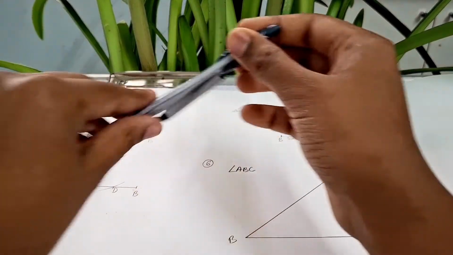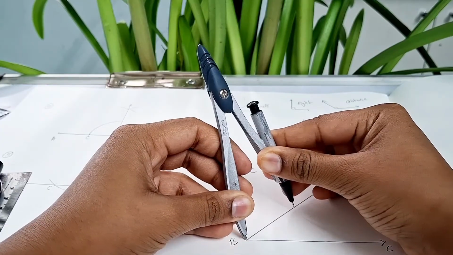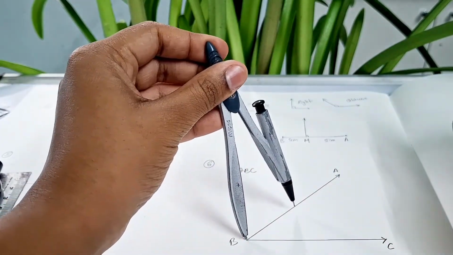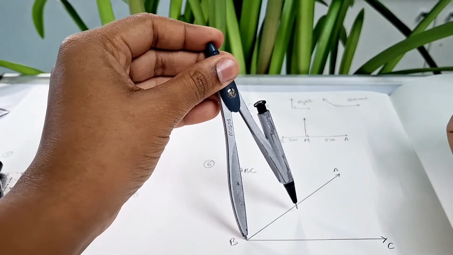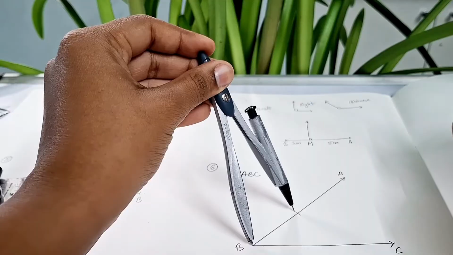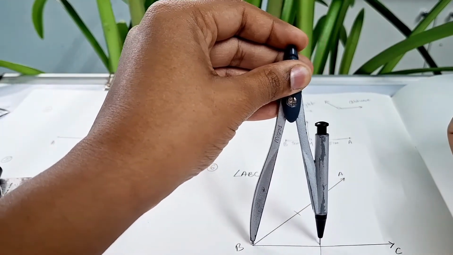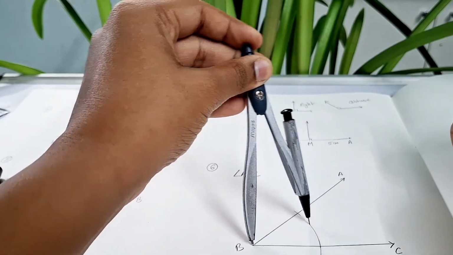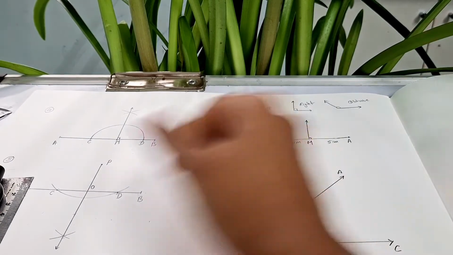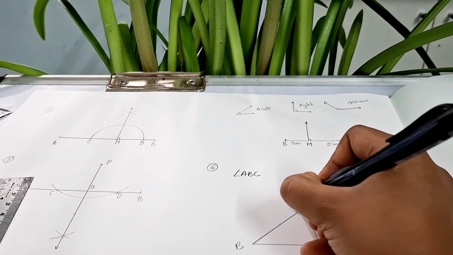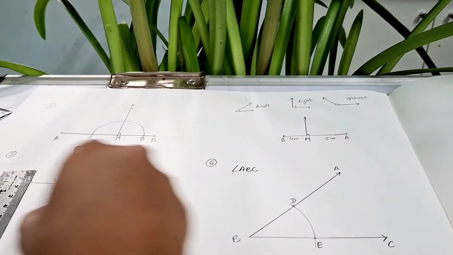Moving to the construction, we have to keep the compass on point B. Roughly I am taking any radius in the compass and marking 2 points. Here also we can continue this circle this way. These 2 points are maybe D and E. Now we got these 2 points as D and E.